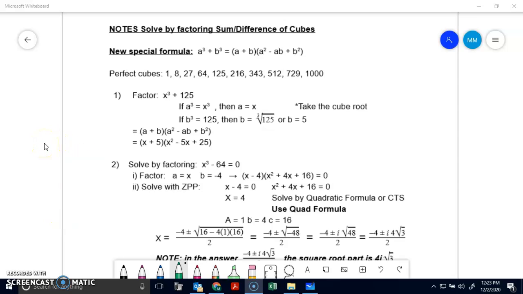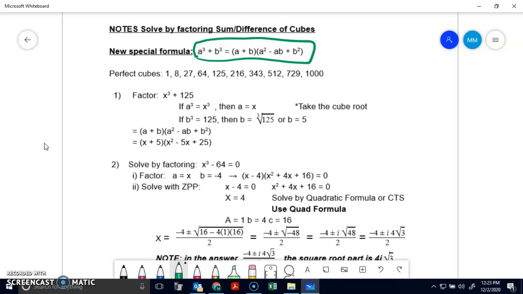This is a lesson for Thursday, December 3rd. We're taking a look at some different kinds of factoring. We're going to introduce a new special formula. Here is your new formula, a to the third plus b to the third.